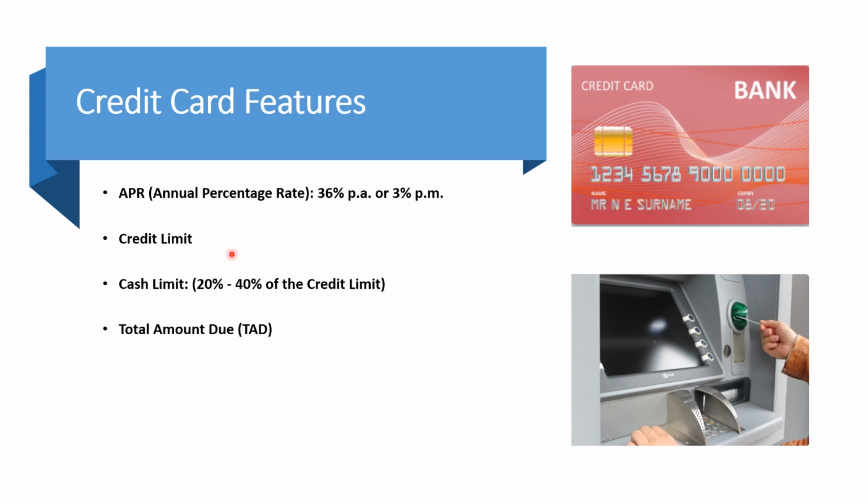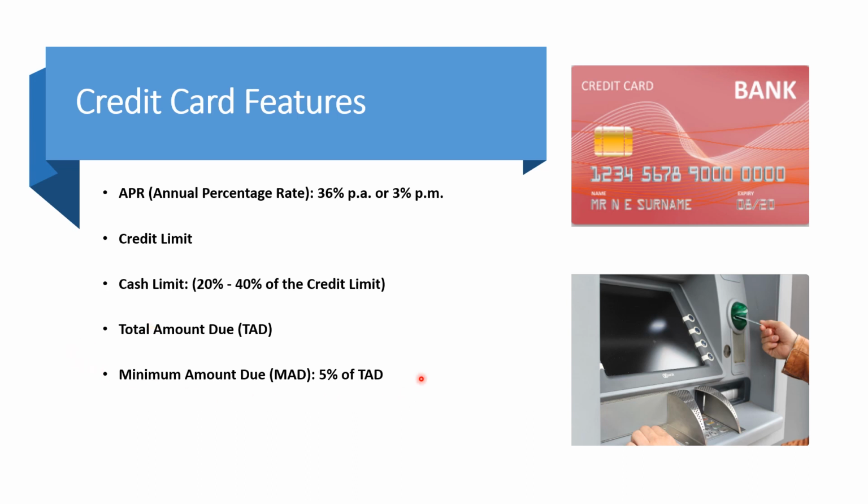The fourth is called the total amount due. Whenever your credit card bill comes, the total amount that you need to pay is called the total amount due, or TAD. The next is the minimum amount due, which is called MAD. So if your total amount due is, let's say, 1 lakh, what is the minimum amount that you can pay so you do not incur any penalty or do not reduce your credit score?